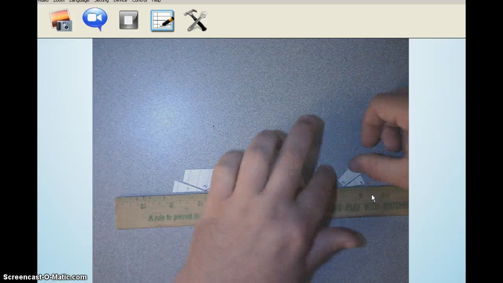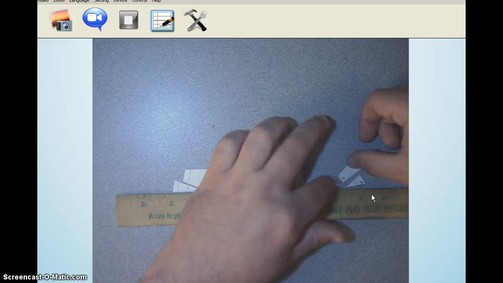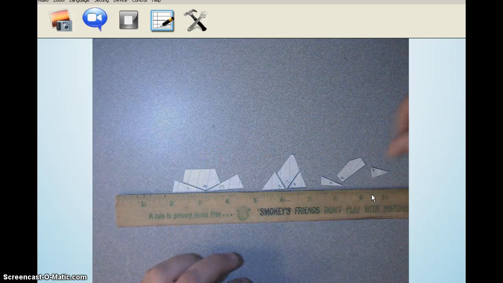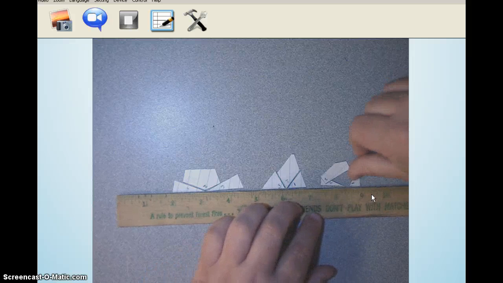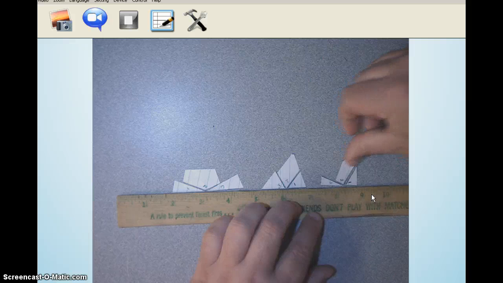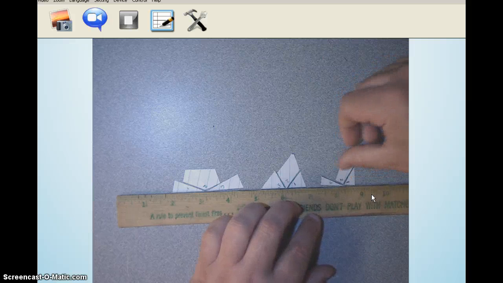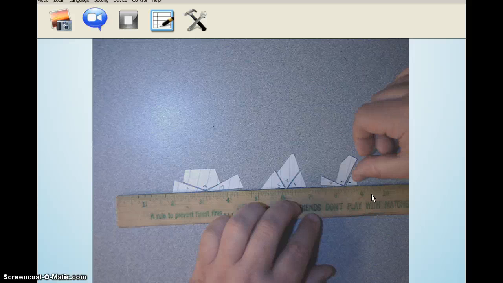Oh boy, I should have watched closer, huh? Try angle 1 this way. Maybe angle 1 was this corner. Yeah, angle 1, 2, and 3, and they fit together like that.